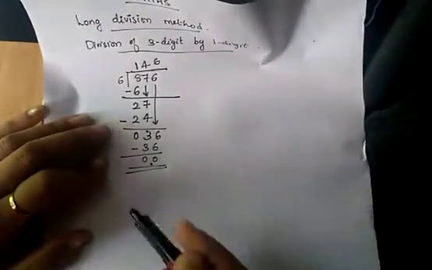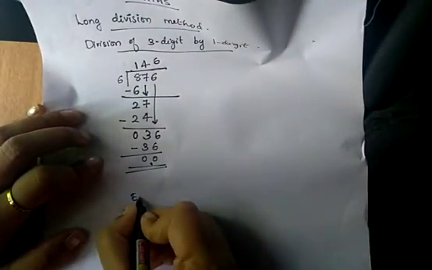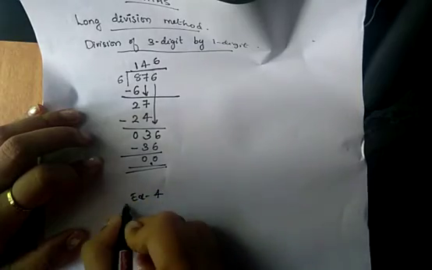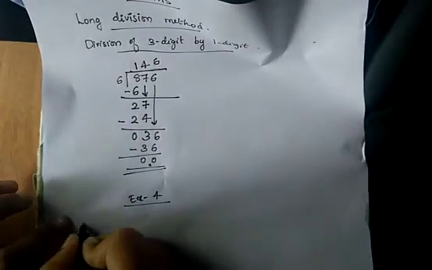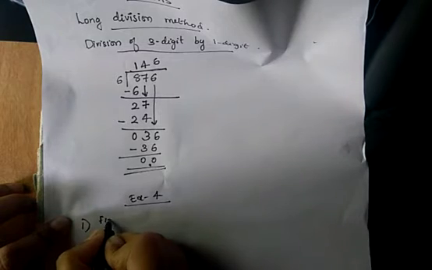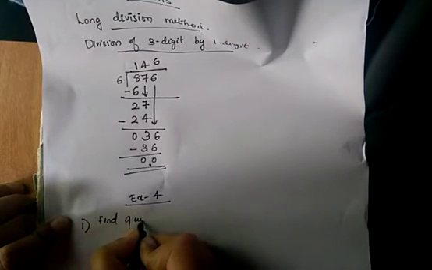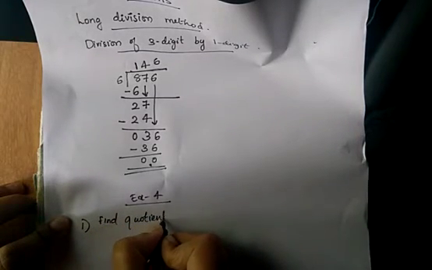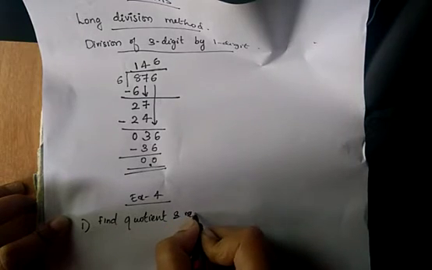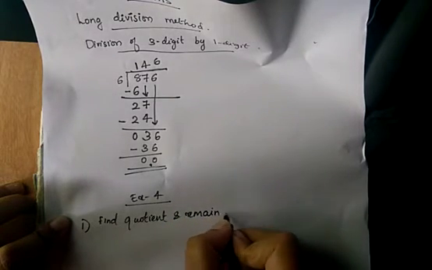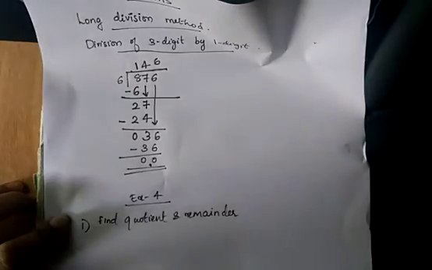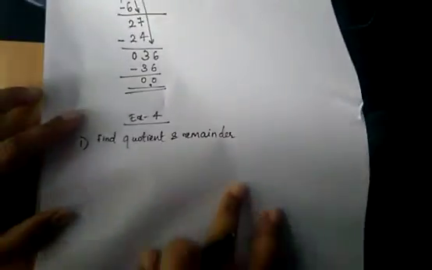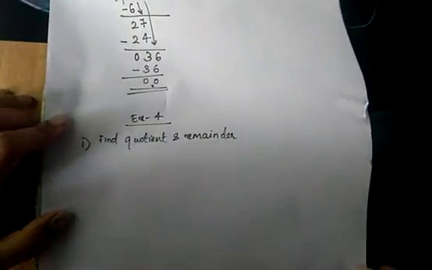Now we are going to look at the questions of exercise number 4. The first question is to find the quotient and remainder. You know that not every division will have remainder 0; there are numbers where a different remainder comes. So you have to find the quotient and remainder. We will do some questions in each section and you can do the rest of the problems.